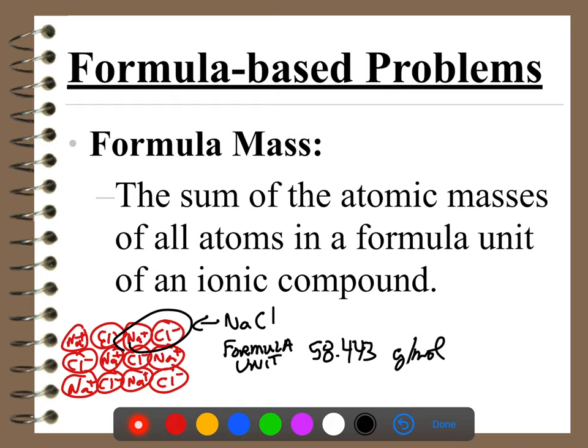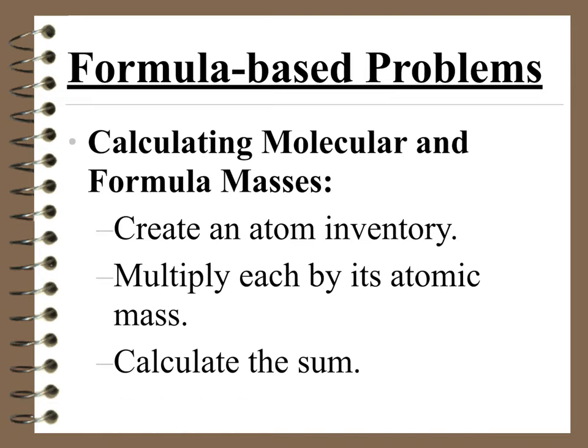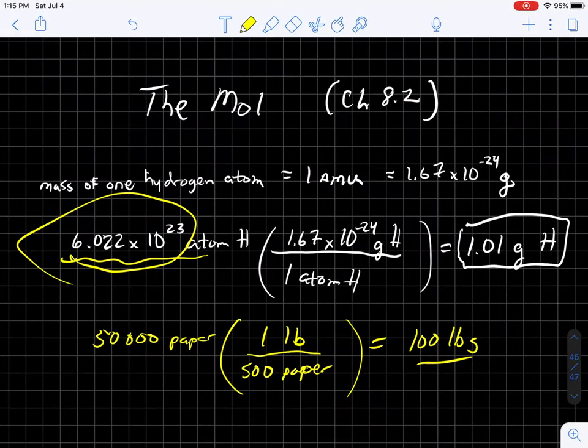So there really is no difference between calculating formula mass and molar mass. You look up the masses, you do your atom inventory, and then you add the masses together. So again, we're going to give you a formula, you do an atom inventory, and then you multiply each atom by its mass, and then you add them together. So let's do one.